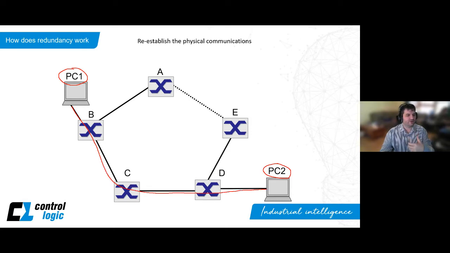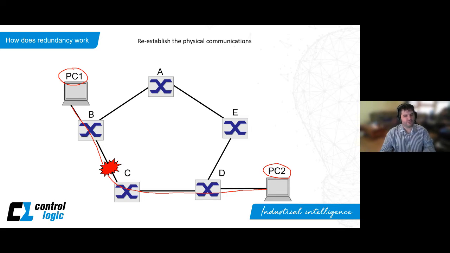Now, if something was to go wrong in the network, say a break between B and C, obviously the path between PC1 and PC2 has now been broken. They can no longer communicate. And so, at least from a physical point of view, we have to connect this link back up so that it's operating again.